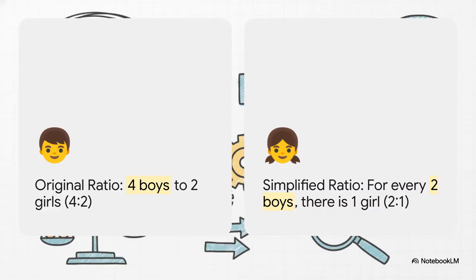Let's look at it in action. A ratio of 4 boys to 2 girls simplifies down to 2 to 1. And this is why we do it. It makes the relationship so much clearer to see. The simplified version tells you instantly, for every 2 boys, there's 1 girl. Much easier to understand, right?